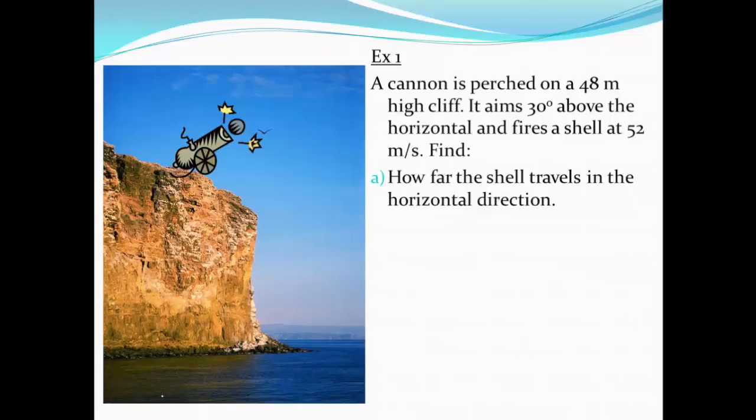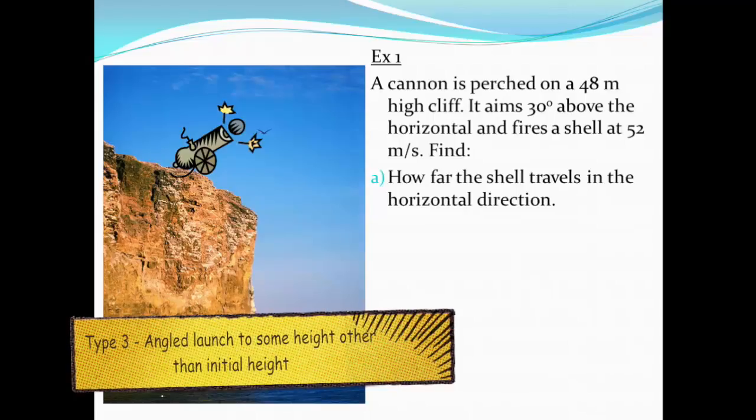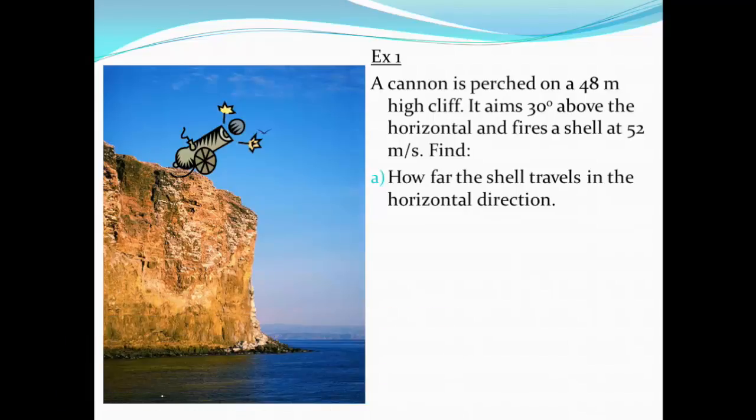A cannon is perched at a 48-meter high cliff. It aims 30 degrees above the horizontal and fires a shell at 52 meters per second. So now we've already dealt with projectiles that were shot horizontally from a given height, and we've dealt with projectiles that were launched at an angle, but usually from the ground or at some baseline that we consider the ground. Well, in this case, now we have a projectile being launched at an angle from a given height. And really all it is a combination of the two ideas we've already covered before. So if you haven't watched that video yet, I would stop now and go look at that first, okay?